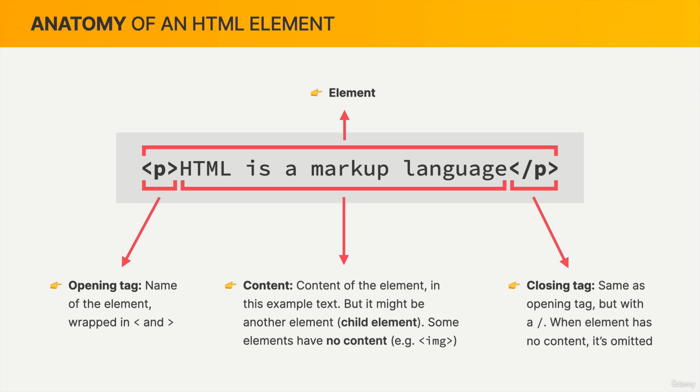Okay? Now for elements that do not have content, such as the image element that I mentioned before, we omit the closing tag. So in that case, we only have the opening tag and that's it. And we will see that in action, of course, once we start integrating images into a web page. Okay, and that's really all you need in order to start learning HTML in practice, which is exactly what we will do in the next lecture.